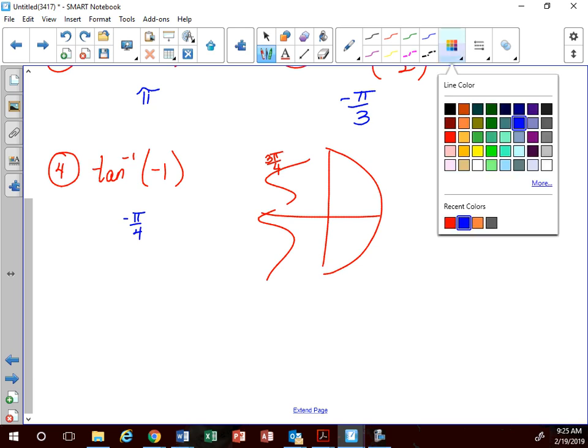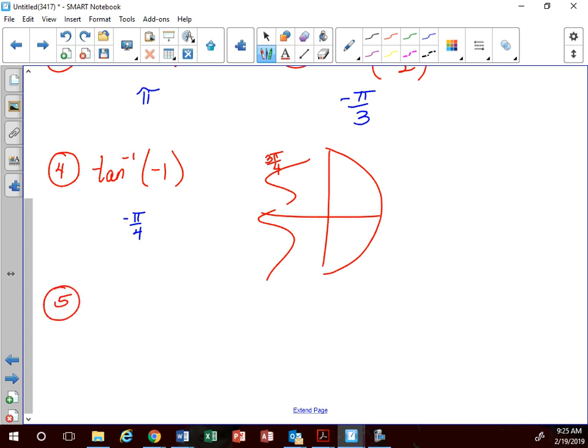All right, let's do another one. Let's do inverse cosecant of √2.